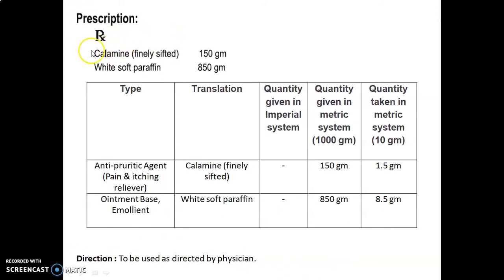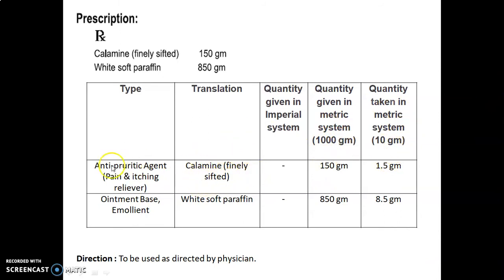Prescription given: Rx. Calamine, finely sifted, quantity given is 150 gram, and white soft paraffin 850 gram. In the formulation table, the type is the category, use or role of the ingredient, and translation means the name of the ingredient. As there is no quantity given in the imperial system or in Latin, we directly have quantities given in the metric system for 1000 gram, and the quantity taken in the metric system to prepare 10 gram.